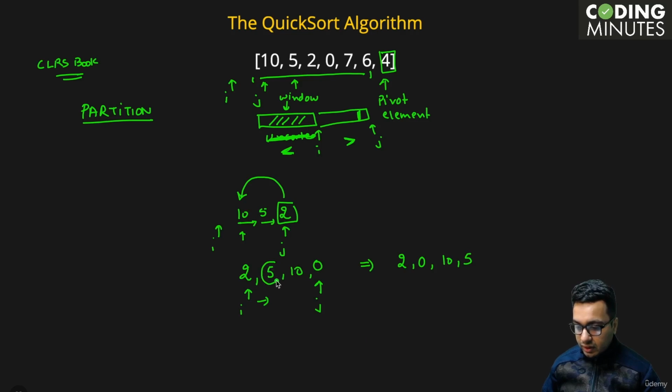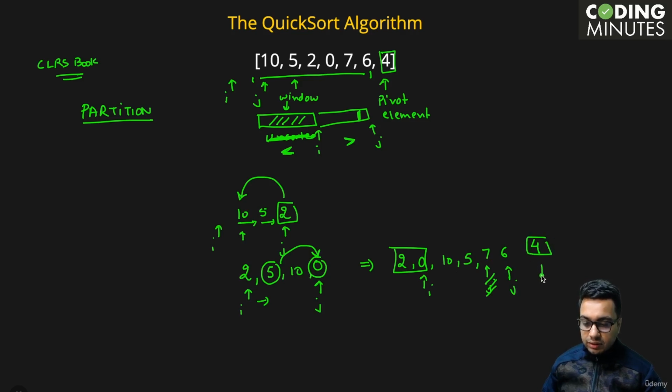So basically we are trying to swap these two elements. And now J is at this particular index, and here you have this element 7, which is greater. You don't do anything. So this is your first partition and this is your second partition, and then J is at 6, which is again greater than 4. You don't do anything, and finally we are finished. So this is the final state of the array after calling the partition function.